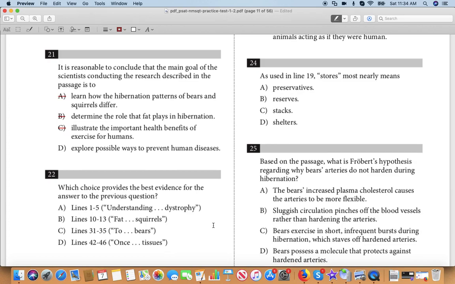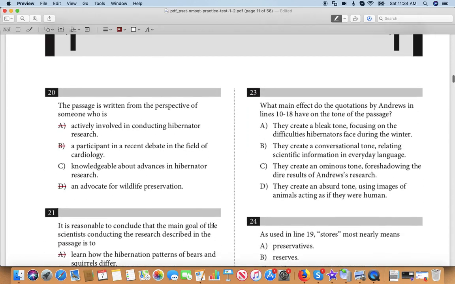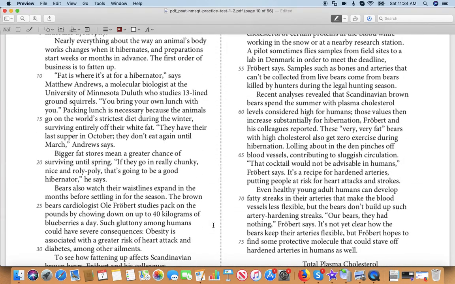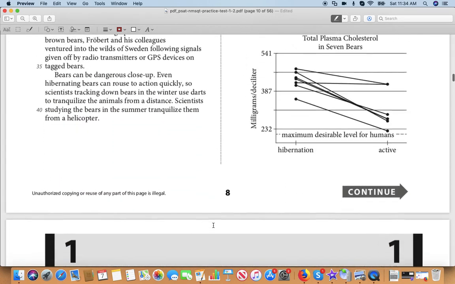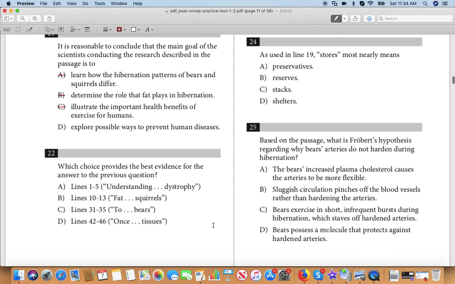Let's try the others, 10 through 13. That is where it's at for a hibernator, says Matthew Andrews, a molecular biologist at the University of Minnesota. These 13-lined ground squirrels. How's that? No. Not great.